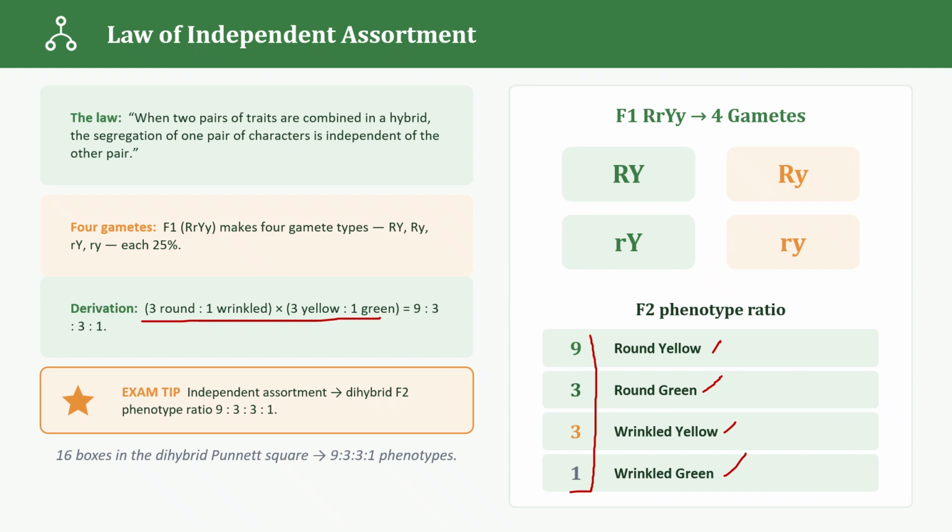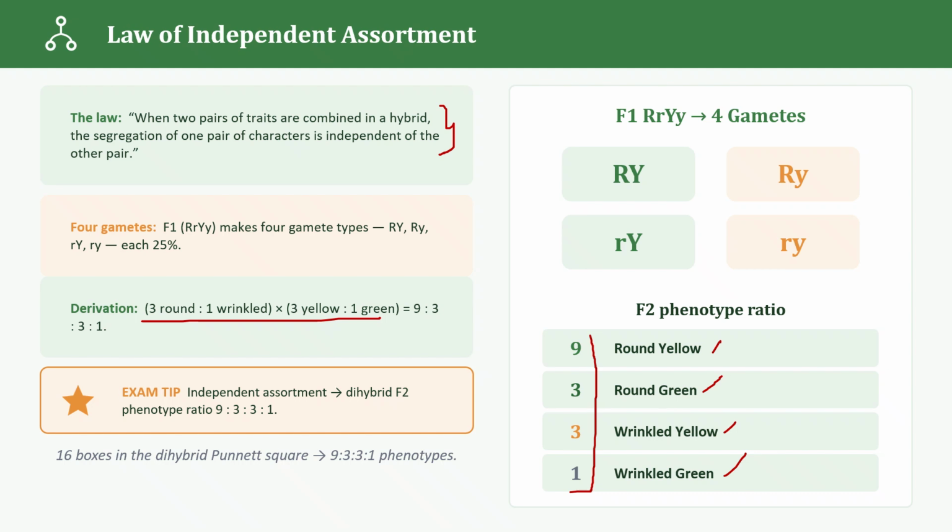Mendel concluded that when two pairs of traits are combined in a hybrid, or we can say when two pairs of contrasting traits are present together, the segregation of one pair of alleles is independent of the segregation of the other pair. Yes, can you understand? So this one he called the law of independent assortment.